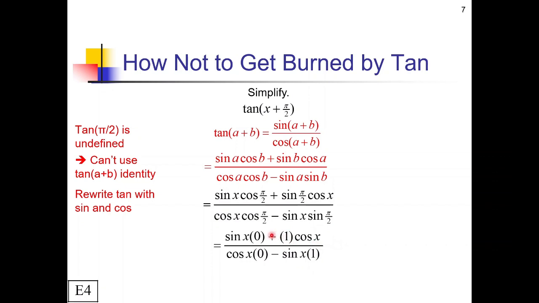Let's keep going. So we've got sine of x times 0, that's just 0. 1 times cosine of x is just cosine of x, so that whole numerator is just cosine of x. And down here, let's see, anything times 0 is 0, and this is going to be a minus sine of x. And then if we want, we can simplify that to be negative cotan of x.